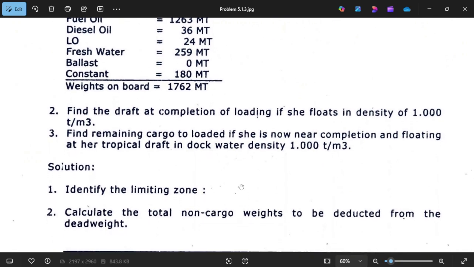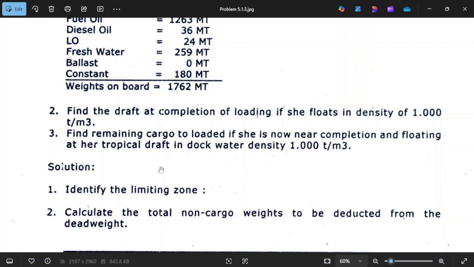And it says here, find the draft at completion of loading if ship loads in a density of 1,000 tons per cubic meter. So what is the draft if ship loads in this density? And find the remaining cargo to load if she is now near completion of loading at your tropical draft.